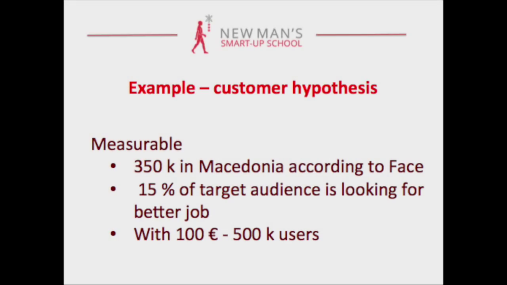Measurable. There are 350,000 these kind of people in Macedonia, according to Facebook. 15% of those are looking for a better job. Also measurable. This is the number which is measurable.